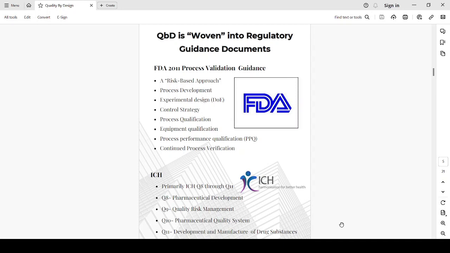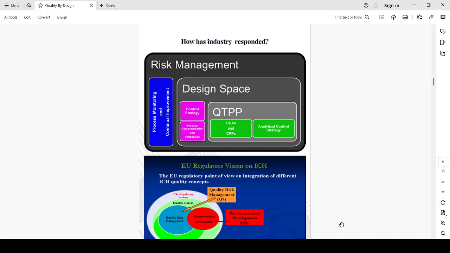So it was related to ICH Q8 through Q11. Q8 is pharmaceutical development, and in Q9 it discusses quality risk management. Q10 is the pharmaceutical quality system. Q11 elaborately explains the development and manufacturing of drug substances.